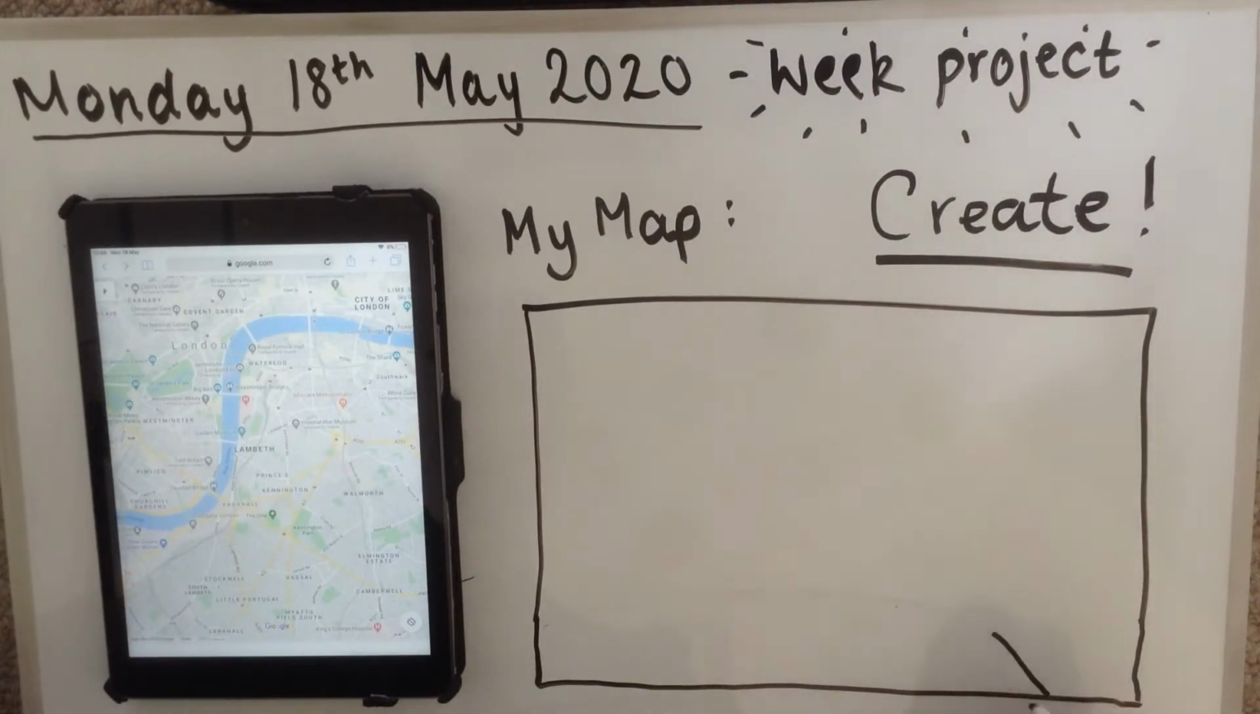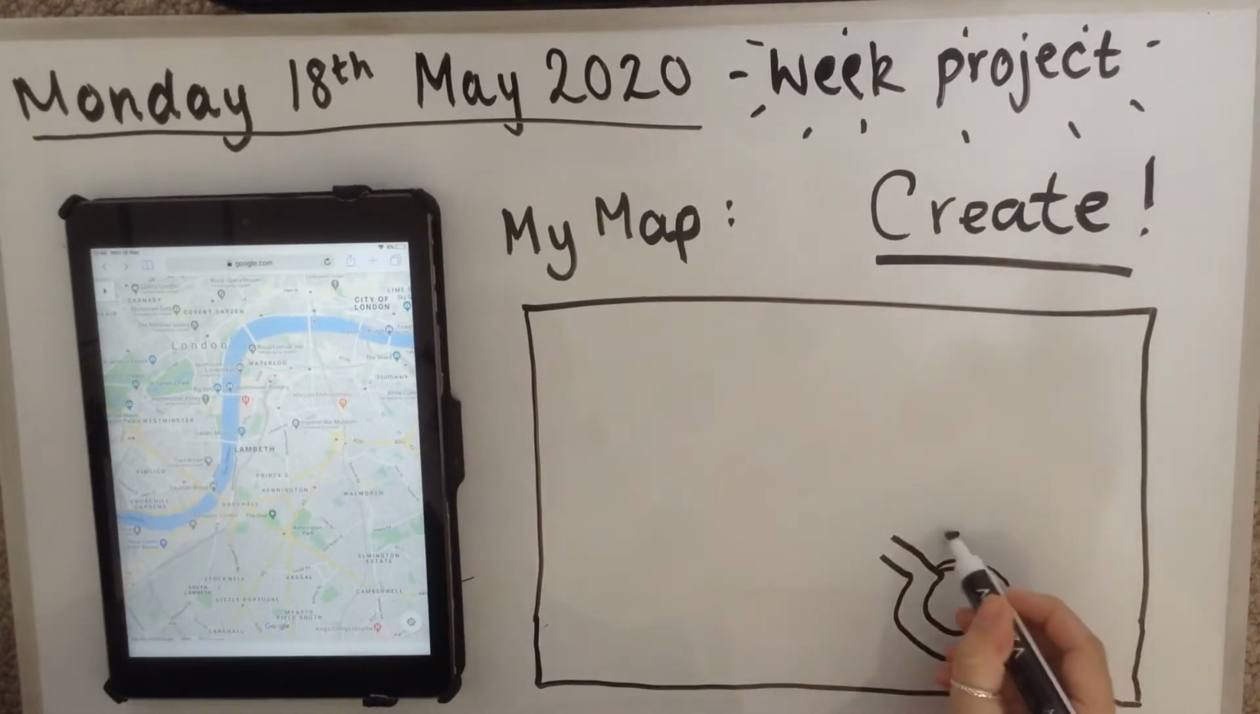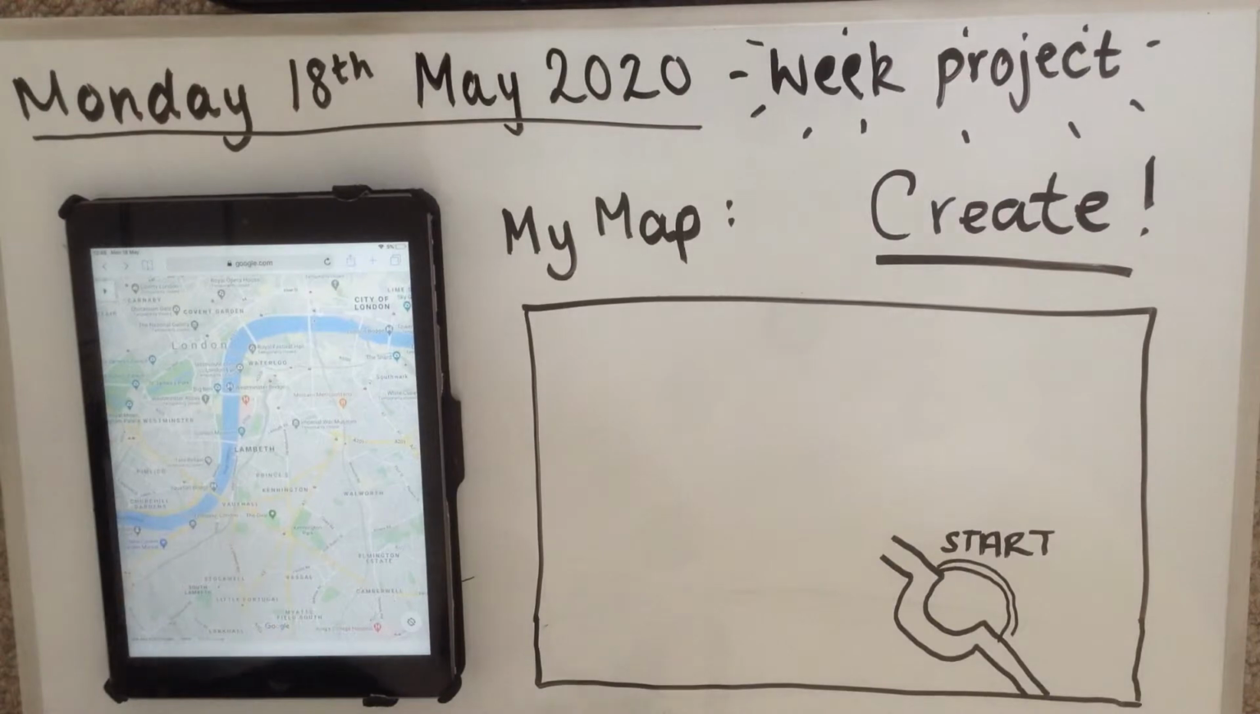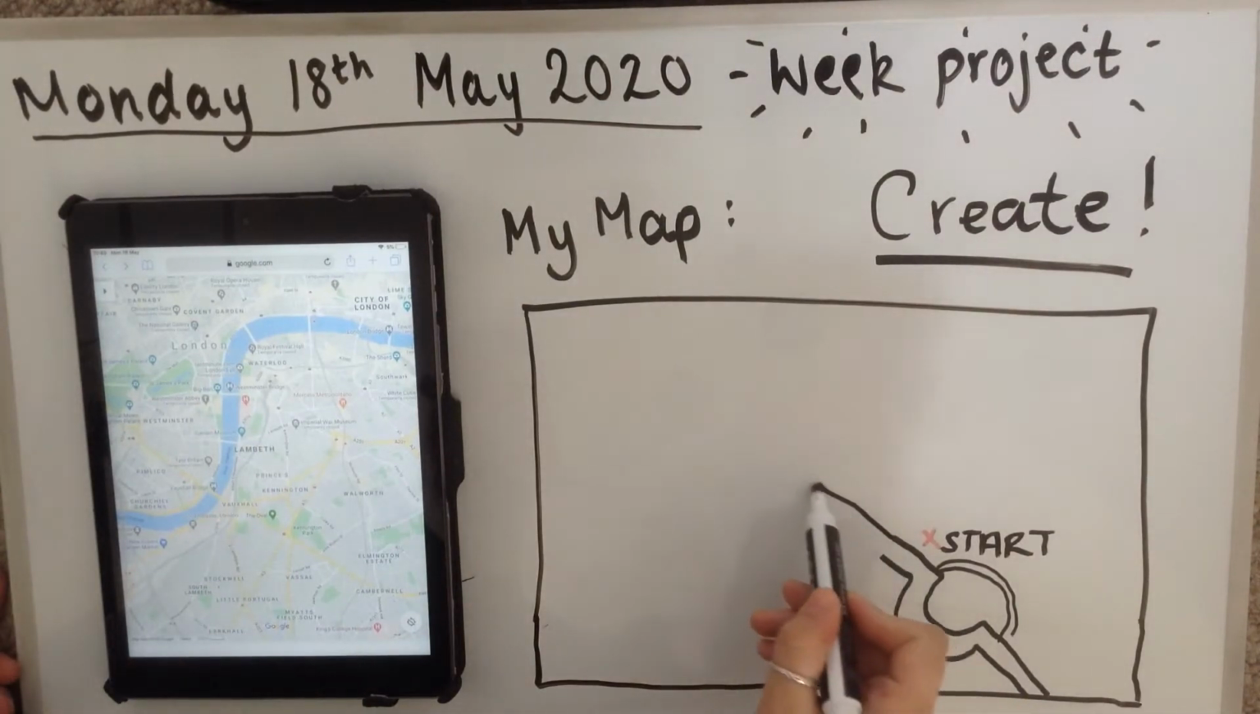So what I'm going to do is I'm just going to draw the path, the road. Now it doesn't have to be perfect, okay? This would be the start. And I'm just going to use a different colour pen to mark off with a cross where the start is. Then I'm going to follow that through.